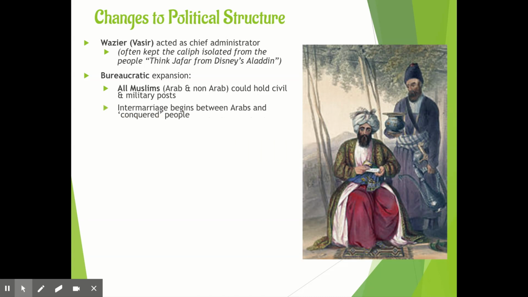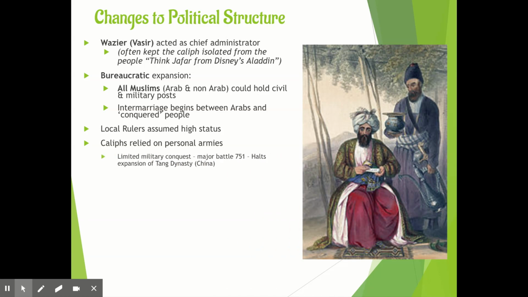We start to see the Abbasids intermarrying between the Arabs and the conquered people. And local rulers are actually going to be able to gain significant status. The caliphs are going to use personal armies instead of political armies, kind of similar to what the Romans did during the later years in the 3rd century crisis. These became personal bodyguards who were solely loyal to the caliphs. On the downside of this, though, it limited military conquest.